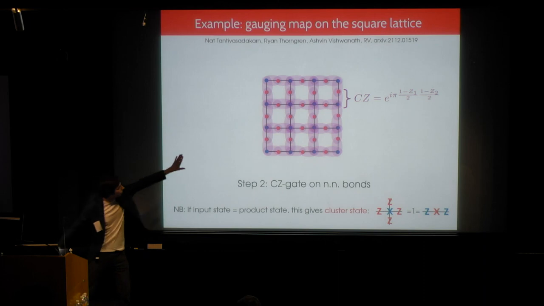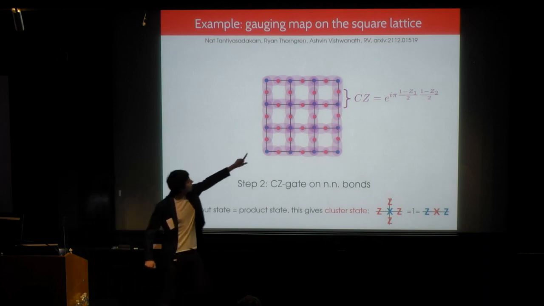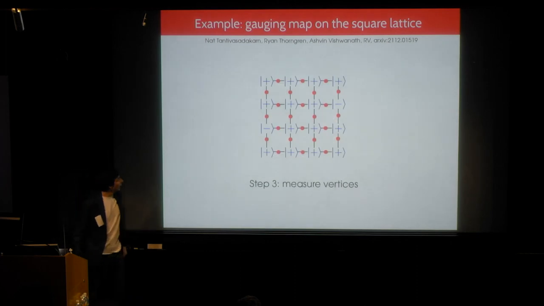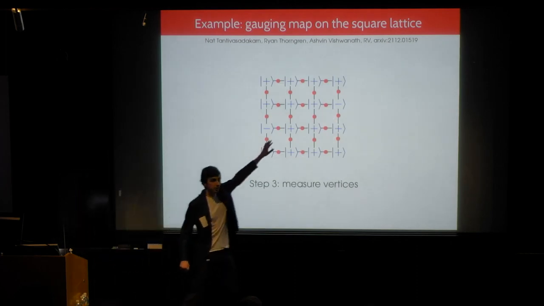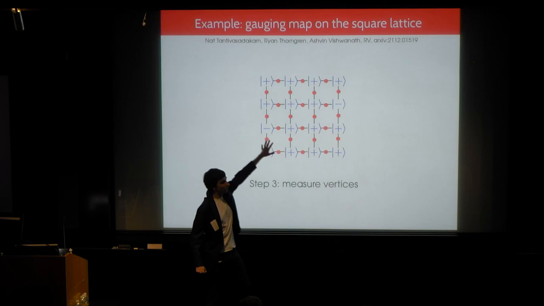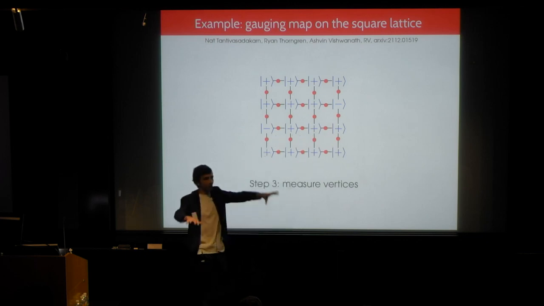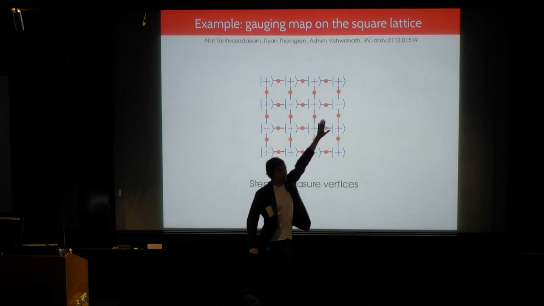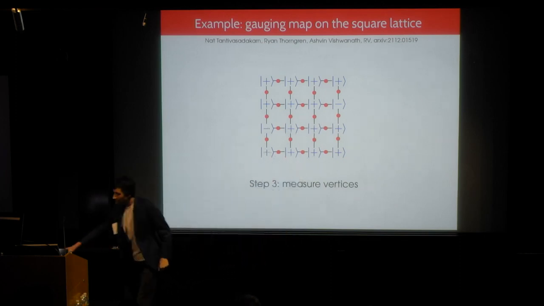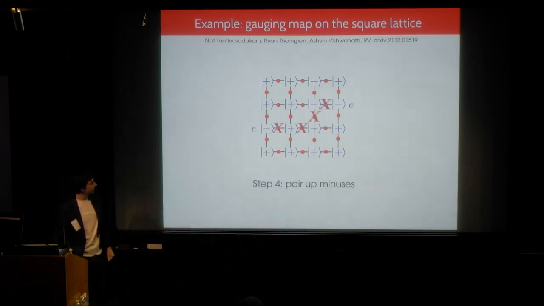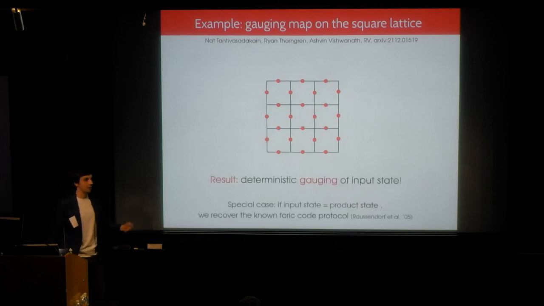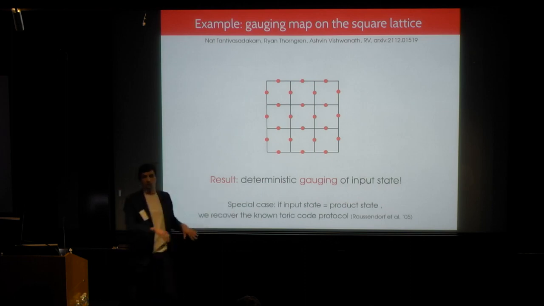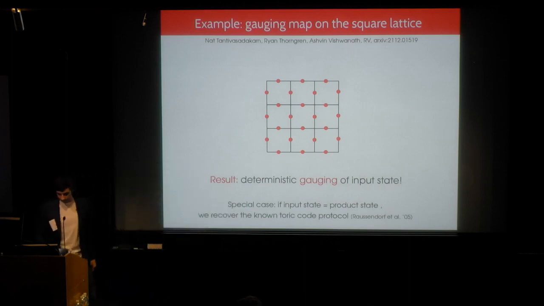And now we have this short-range entangled state. And now we're going to measure the original qubits, which were the blue ones. Okay. And of course, that might give minus ones, right? And then Norbert goes and looks where the minus ones are. It takes some non-local classical time. But anyway, we ignore that because Norbert's very fast. And then we flip all the spins connecting minuses. And then it turns out you can prove that this deterministically implements the gauging map. Okay? And in the very special case where you start with a product state, you end up with toric code, but it could be more general. Okay.